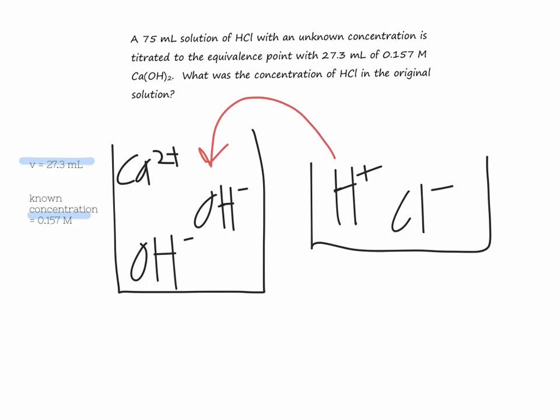Hydrochloric acid is also a strong electrolyte, which means it fully dissociates in water. We are going to take the hydrochloric acid solution and pour it into the calcium hydroxide solution. The hydrogen atom bonds with the hydroxide to form water, and the chloride atom binds with calcium to form calcium chloride.